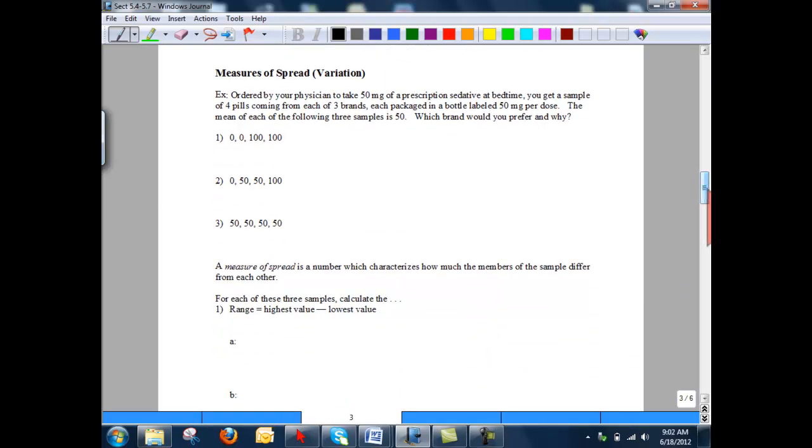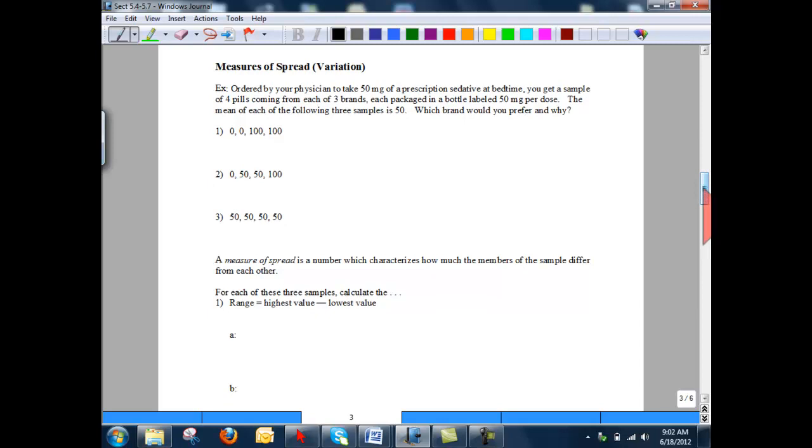Now let's change gears and talk about another way in which we want to describe data. We just finished talking about describing data with averages. What's the typical number? That doesn't tell the whole story. Here's a silly example, but one that makes a point. Your doctor orders you to take 50 milligrams of a sedative at bedtime. You can't sleep, apparently. And suppose you're really paranoid, and so instead of just getting 1 prescription, you get 3 prescriptions. Maybe you go to 3 different doctors and get a sedative sleeping pill prescription from each of them.